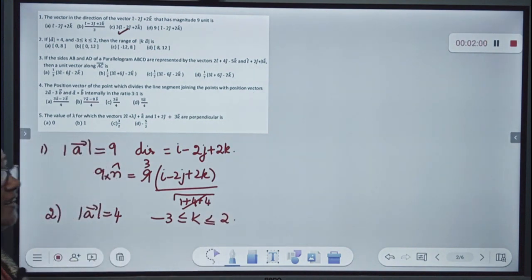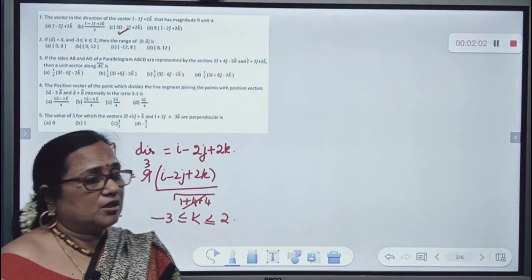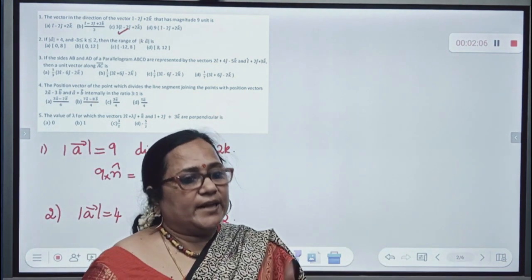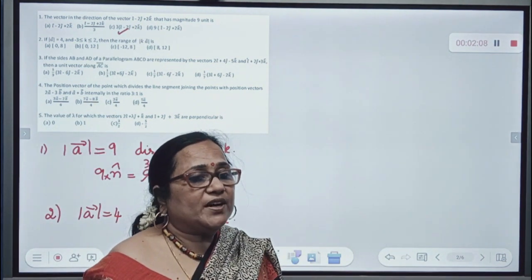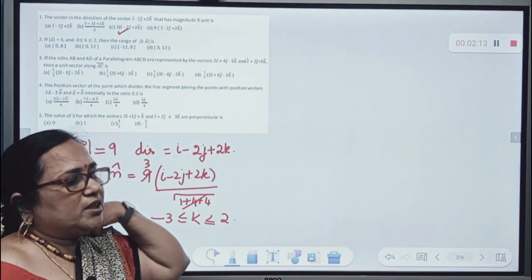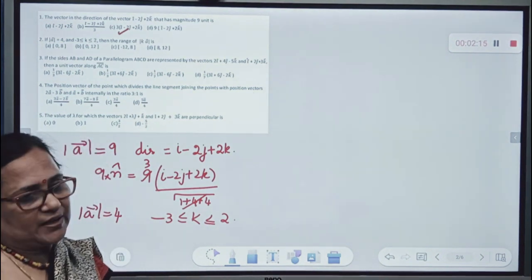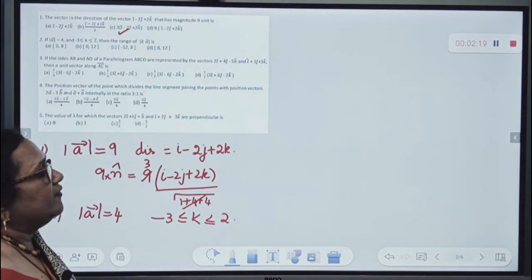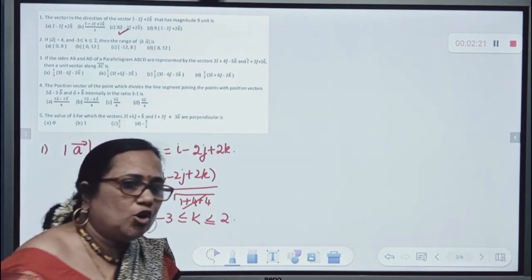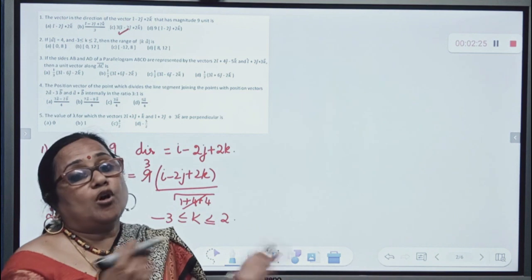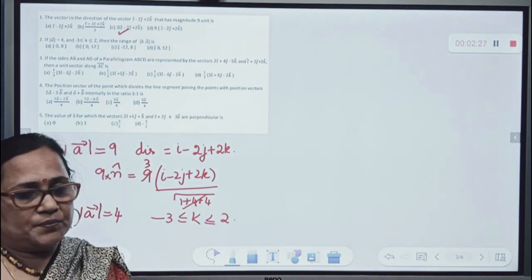What do you mean by 3 times a vector? That means the vector is stretched 3 times. When you say half a vector, it gets reduced by half. So these are scalar multiples of a vector. k times a vector means scalar multiples of a vector. When you have minus, that means it is in the opposite direction to the vector.